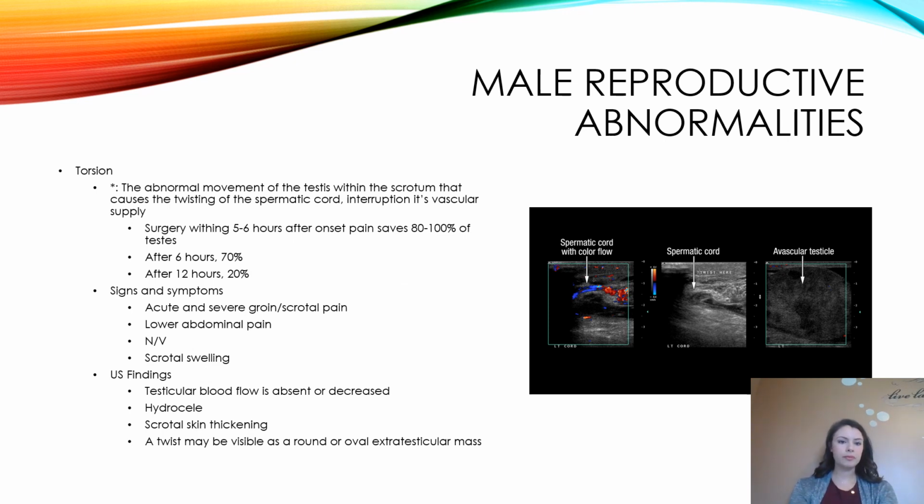Lastly is torsion. And this is the abnormal movement of the testes within the scrotum that causes the twisting of the spermatic cord, and it will interrupt its vascular supply. So this is a pretty big deal. You want to be able to find it. If you find it within 5 to 6 hours and have surgery, it usually saves about 80 to 100% of the testes. If you don't find it after 6 hours, it's a 70% chance to save the testicle, but after 12 hours, it's very hard to save the testicle.